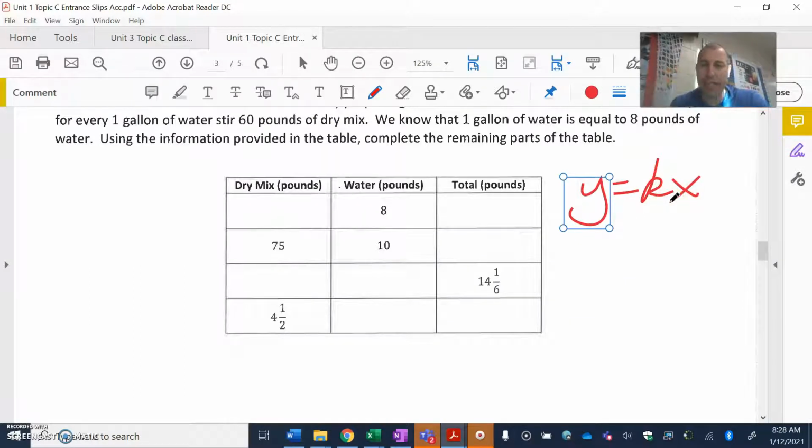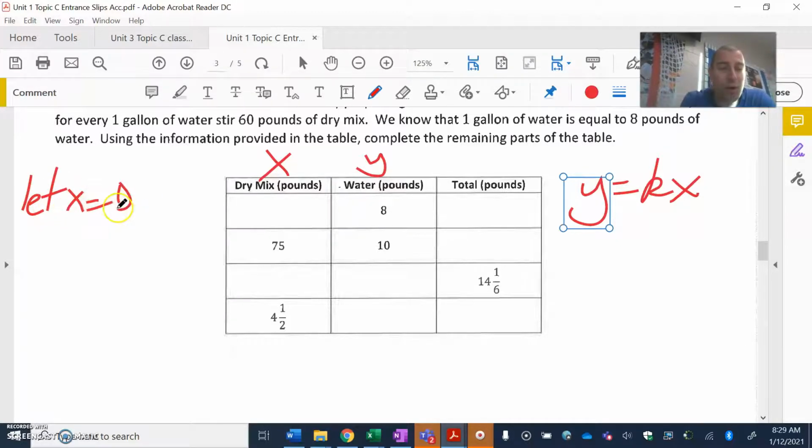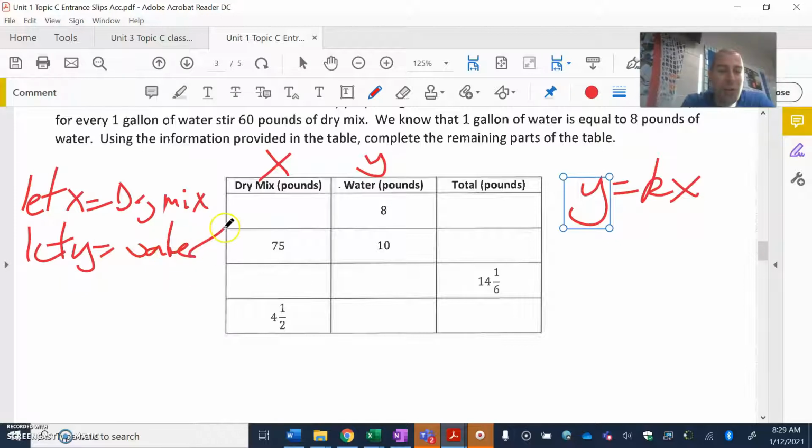Now, what's going to happen here is because there's really not a set independent dependent, we're using what we call let statements, which means we get to call it what we want. So in this particular case, I'm going to call the dry mix the x and the water the y. And so we call it let statements because we're going to say let x equal the dry mix. All right. And we're going to say let y equal the water.